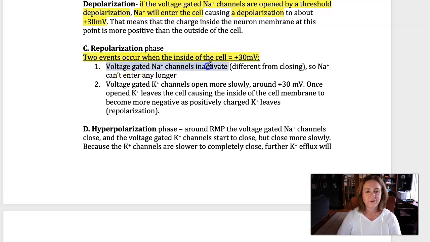We said that the voltage-gated sodium channels will inactivate, so sodium can't enter any longer. They're not closed, so to speak, and this is an important point that we're going to build on next week, but we're not letting any more sodium in. And then the voltage-gated potassium channels open more slowly. So once they open, potassium is going to leave, and that's going to cause the inside of the membrane to become more negative because positive charges are leaving, and that's our repolarization.